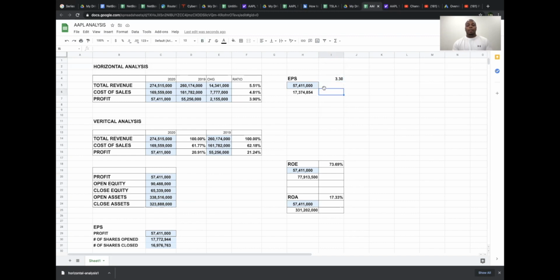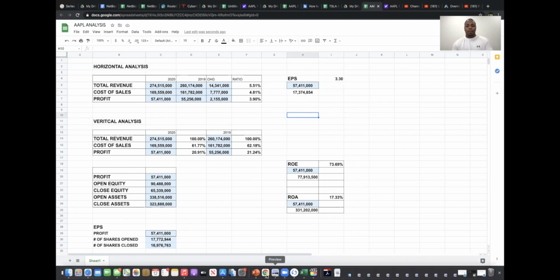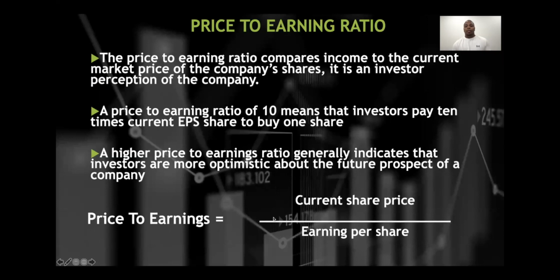And you need to know the EPS so that you can really calculate the PE. What is the PE? Let's talk about the PE real quick, because the PE is the reason why we need to know the EPS. The price to earnings ratio compares income to the current market price of the company's shares. It is an investor perception of the company, right? This is why we always want to know the PE of every company, because it's the perception of the majority of the people. So what I mean is, a price to earnings ratio of 10 means that investors pay 10 times current earnings per share to buy one share of the stock.